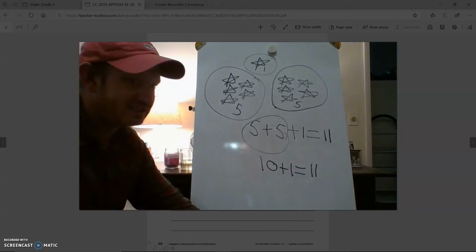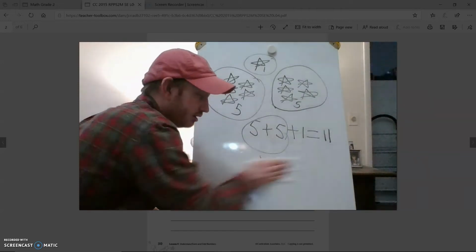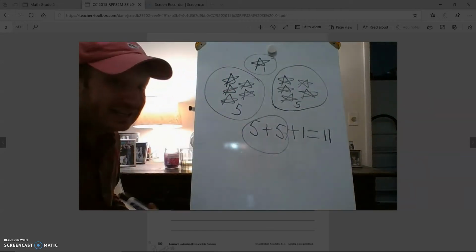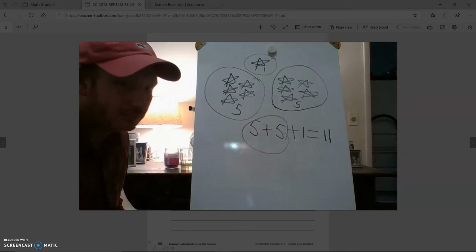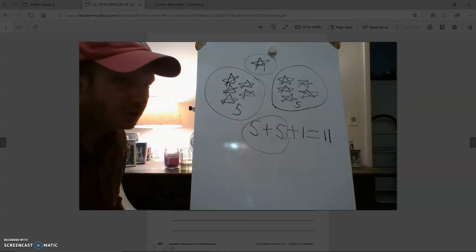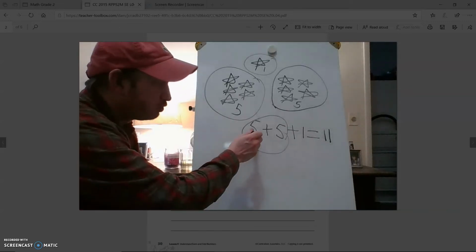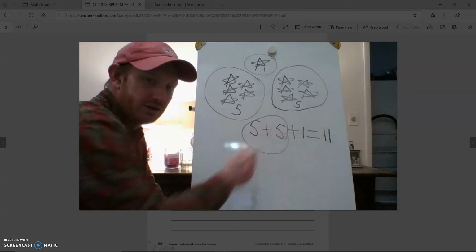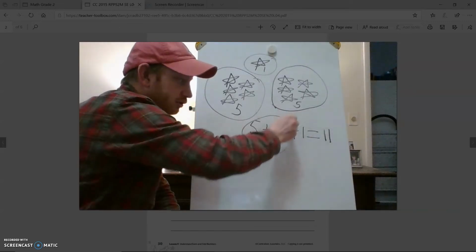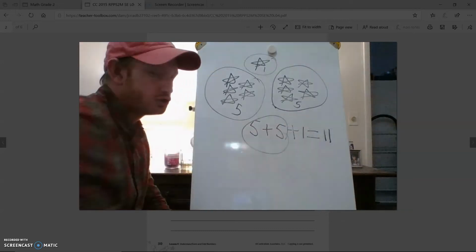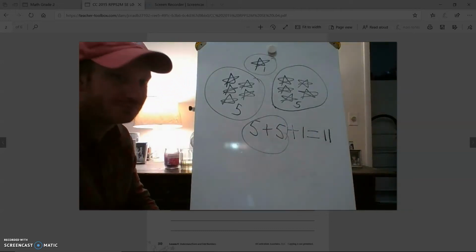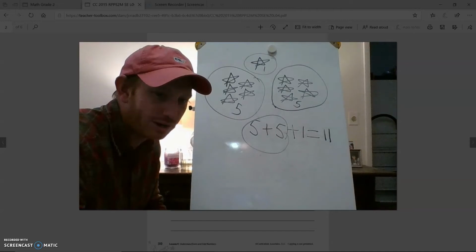And then just for us, it doesn't ask us yet, but we can know that this is an odd number because it cannot be broken into two equal groups. Because look, our two groups would be 5 and 5, but then there's 1 left over. So we know that this is an odd number, even though they're not asking us that yet. Let's move on to the next problem.